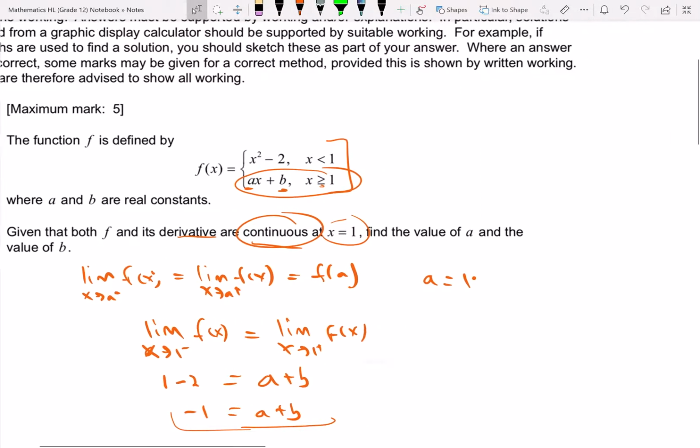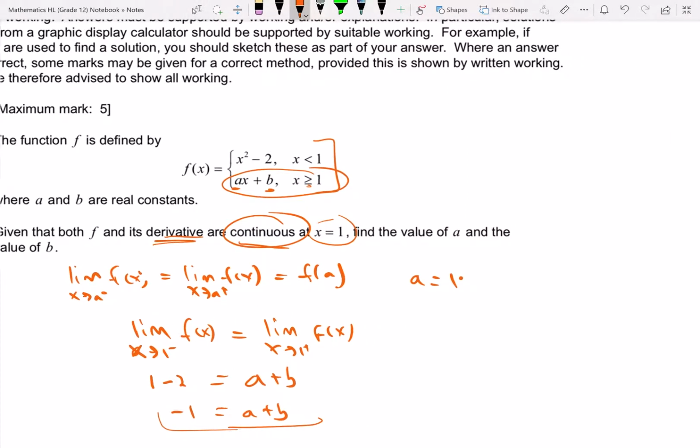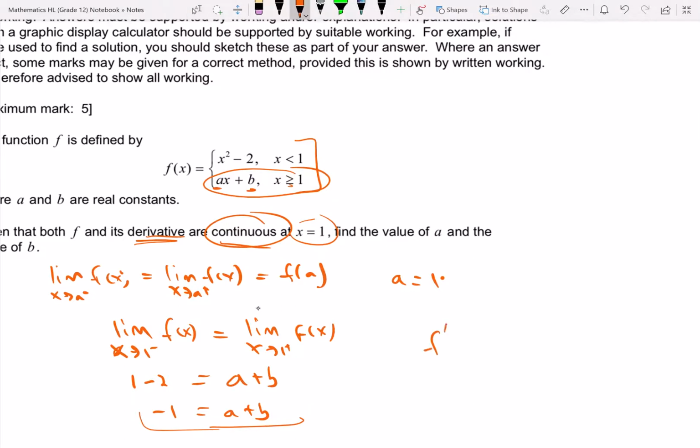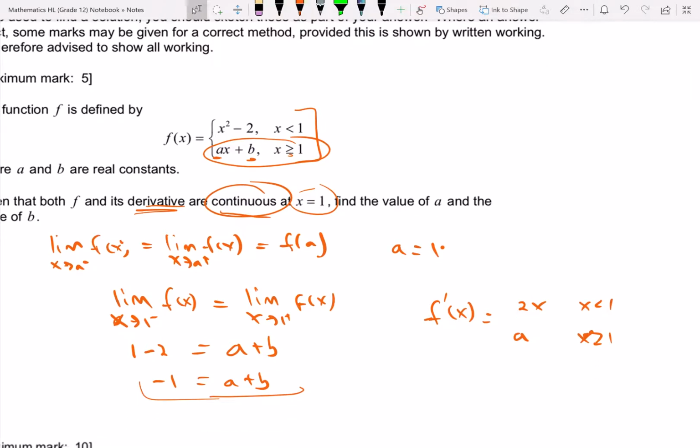We're not done yet. Next, it says that the derivative is also continuous, right? So let's find what the derivative of this function would look like. Well, it'd be 2x for the first one. It would be a for the second one, right? So this is when x is less than 1. This one is when x is greater than or equal to 1. And so we do the same thing, right? Like the limit as x approaches 1 from the left of the derivative must equal the limit as x approaches 1 from the right of the derivative.